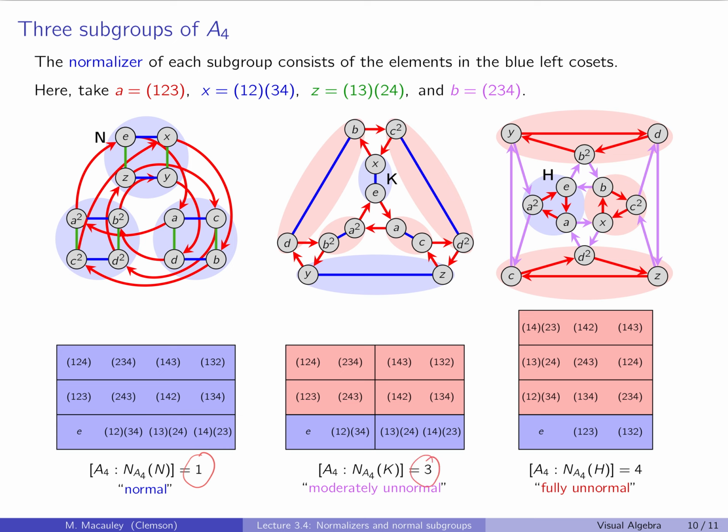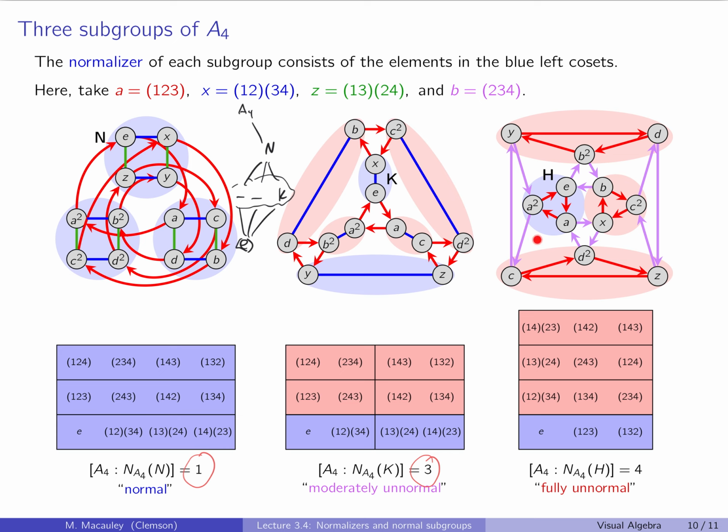Remember, K had index 6, and the normalizer is index 3. So in that picture from the previous slide, we had A4, and then N, and then K, and we had 2 other conjugates of K. And this is the trivial subgroup. So with something like this, the normalizer of K, we said, is either itself or N. Now we know that it's N.